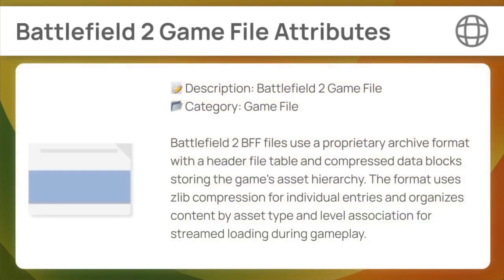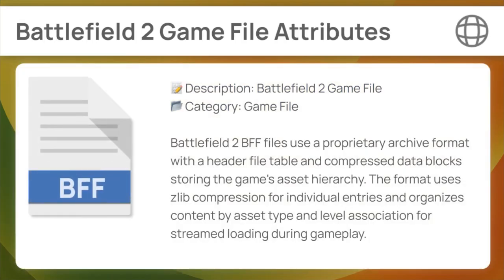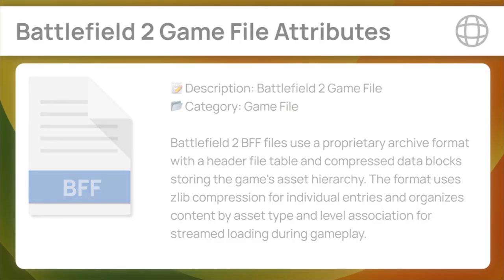Battlefield 2 BFF files use a proprietary archive format with a header, file table, and compressed data blocks storing the game's asset hierarchy. The format uses zlib compression for individual entries and organizes content by asset type and level association for stream loading during gameplay.